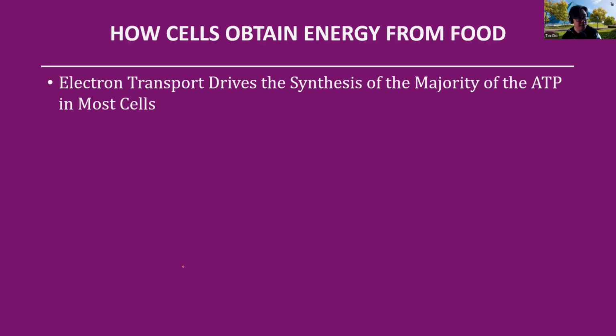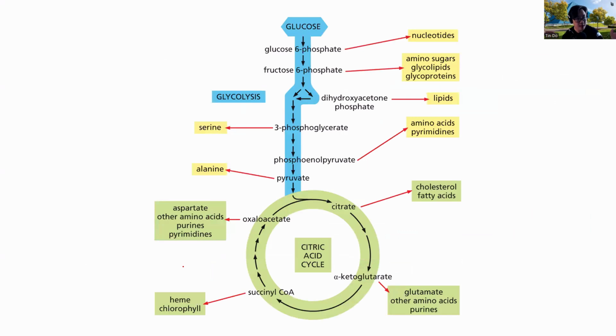Electron transport drives the synthesis as always. So we have glucose going into the citric acid cycle through pyruvate and acetylation, runs through citrate, alpha ketoglutarate, succinyl-CoA, oxaloacetate going back into citrate.